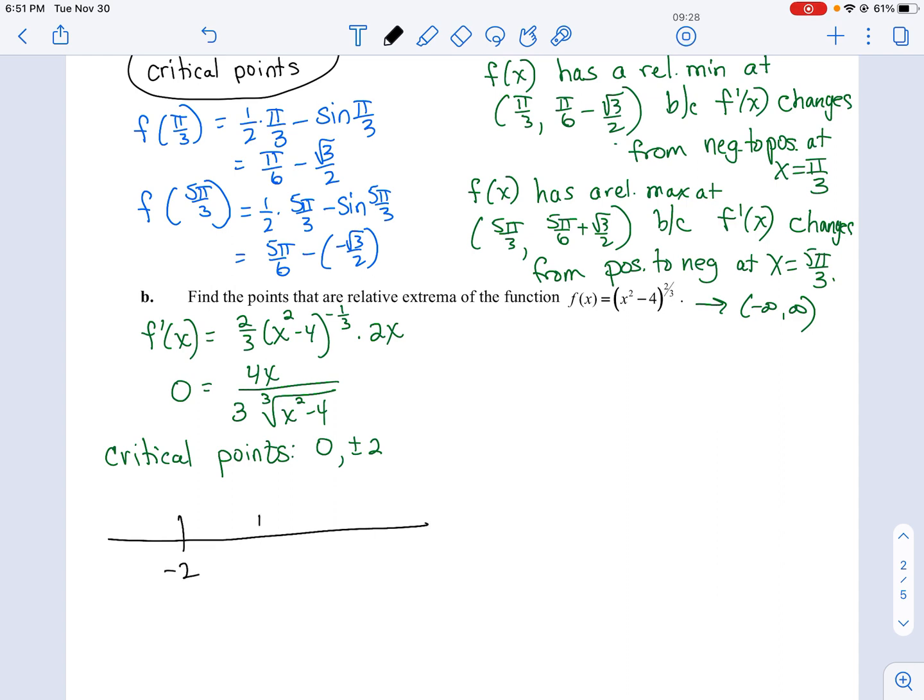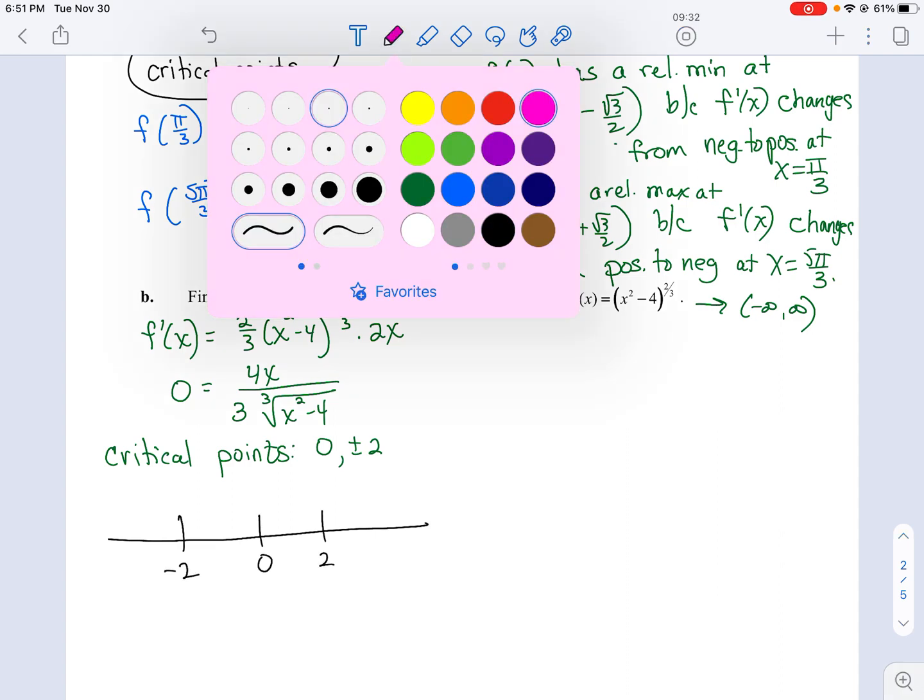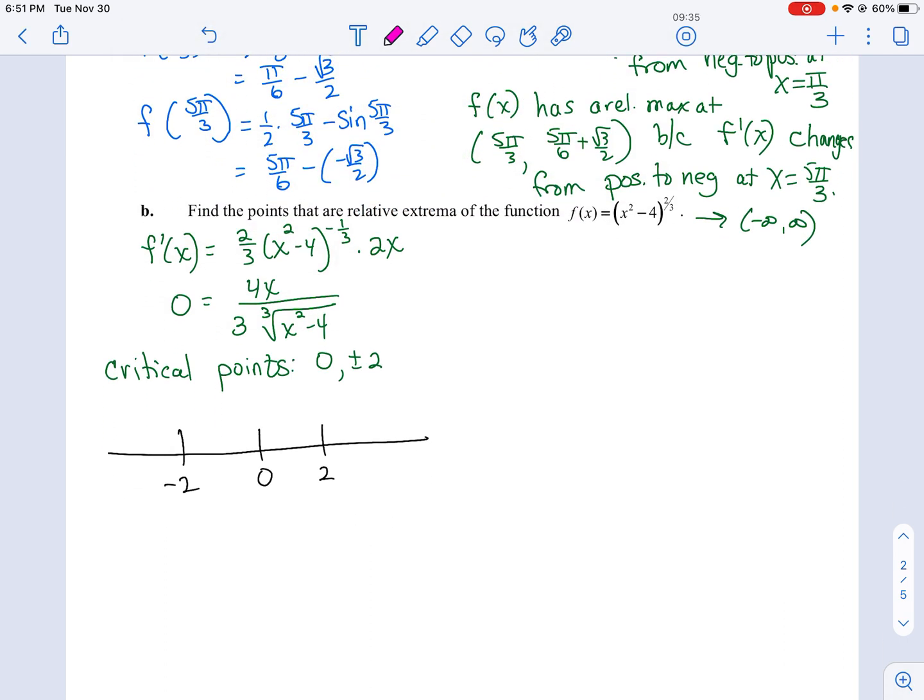So let's make a number line here. And let's test. Let's say we plug in 3. So I would have 4 times 3 over 3 times the cube root of 3² − 4. I don't really care what the number output is, but I want to know if it's a positive or negative output. So that's going to be positive. Then let's plug in, say, 1. 4 times 1 over 3 times the cube root of 1² − 4. So that's positive in the numerator, but in the denominator, can you tell that's actually negative?